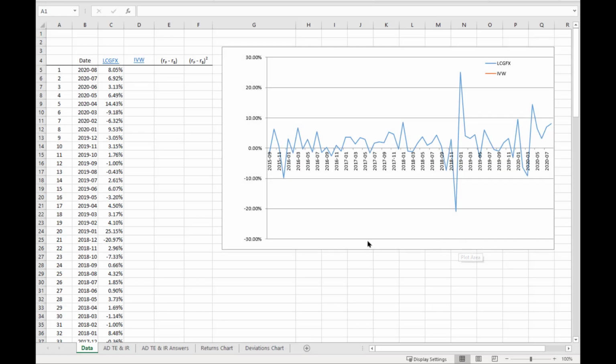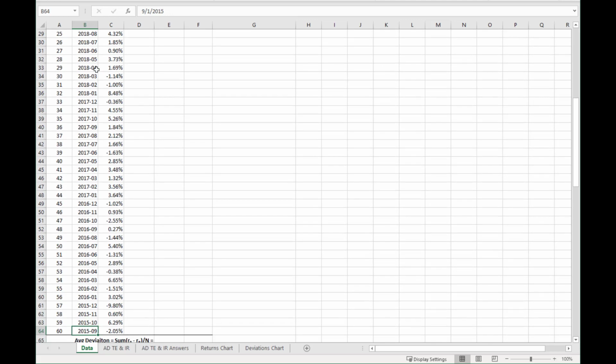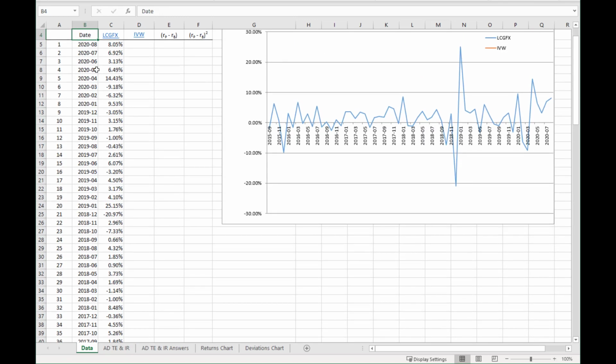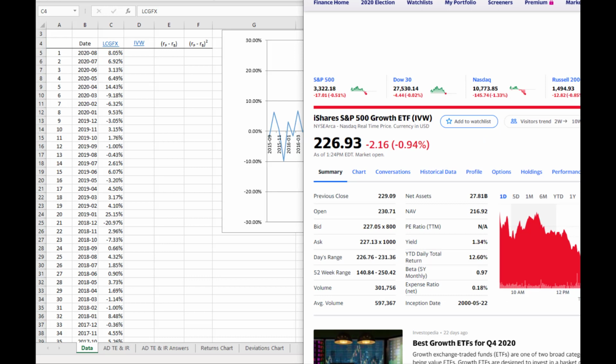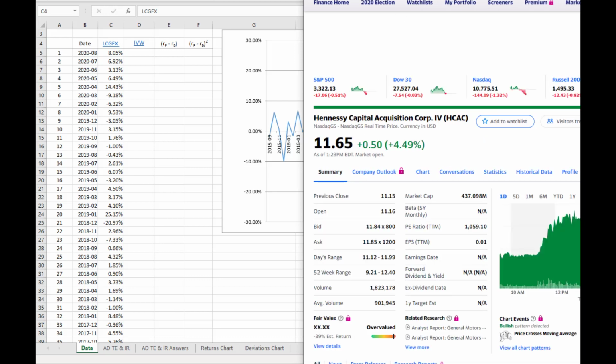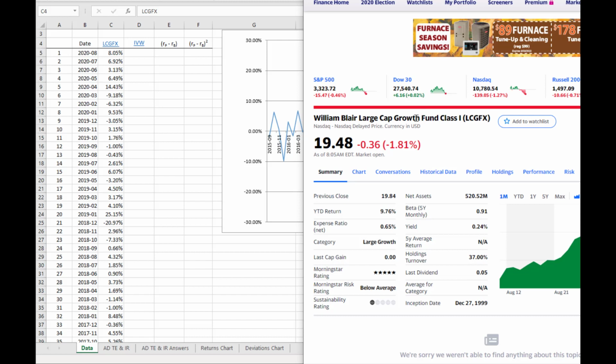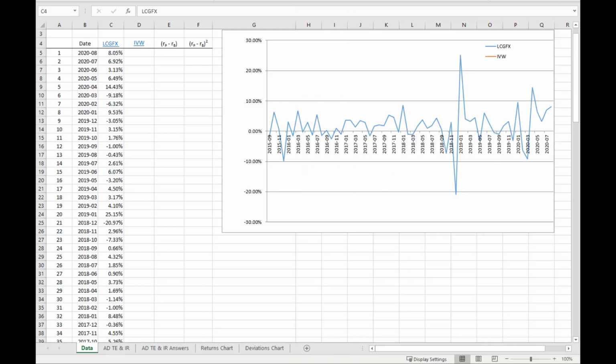So here is some data, and what I have are 60 months of returns. So 61 months of prices from Yahoo Finance, from which I've calculated 61 months of returns. And I have this for this fund, which is the William Blair Large Cap Growth Fund Classic, LCGFX, and this is just a random large cap growth fund that I chose for this exercise. And you can see the returns of this fund in each of the last 60 months.